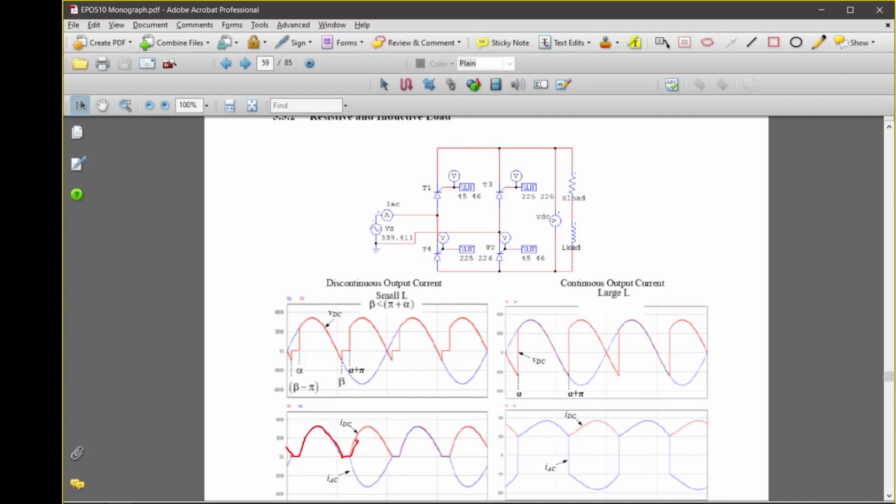So if you look at this output current here, it resembles the half-wave rectifier waveform, whereby we have alpha here and then we have beta there. So here we can see that this is your beta minus pi, the angle. This is alpha, this is beta, this is alpha plus pi.